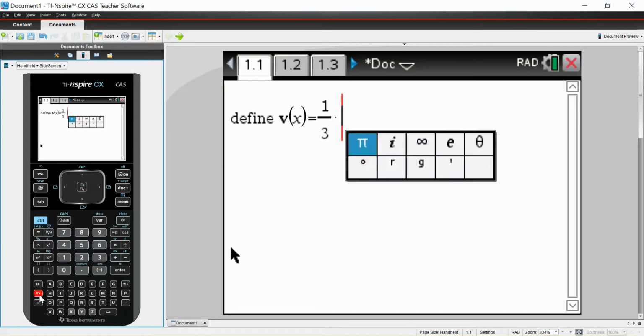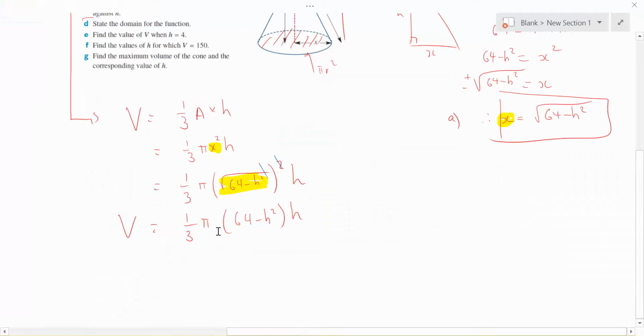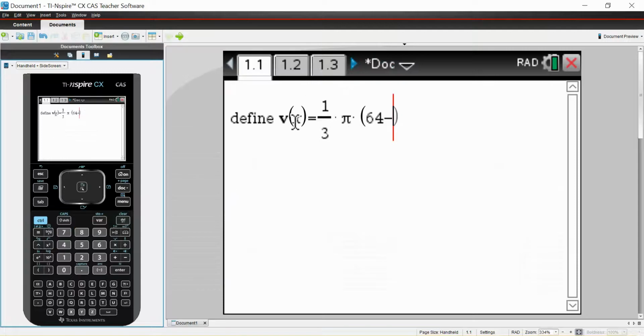There's your button, pi. Multiplied to, what was it again? That was 64 minus. Now, because instead of h, I've already defined it with an x over here, I have to use x's. Okay, so 64 minus x squared multiplied to x. But in this case, x represents your h, yeah? Not the x in the diagram. Okay, I'm just making sure you understand.